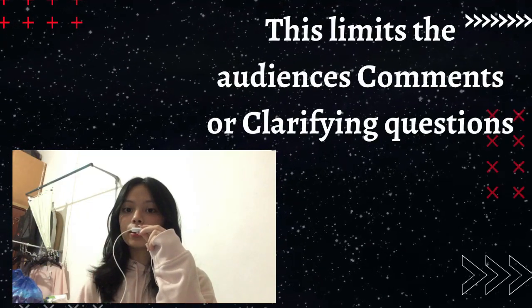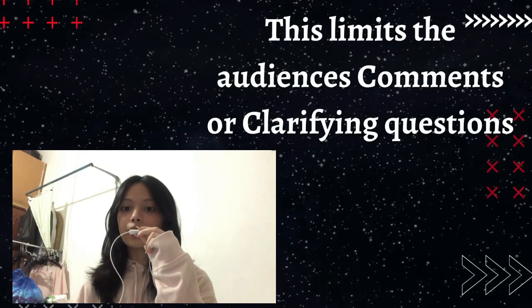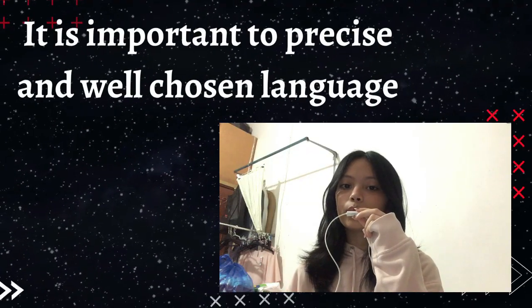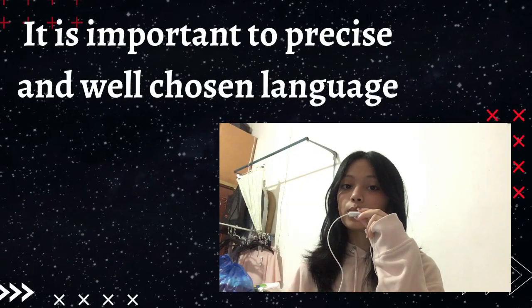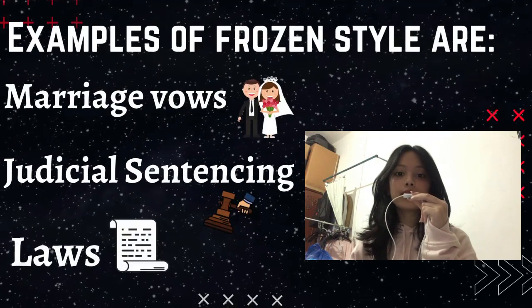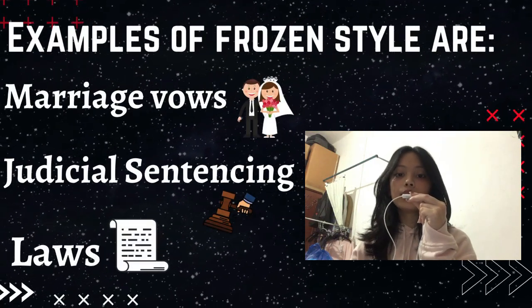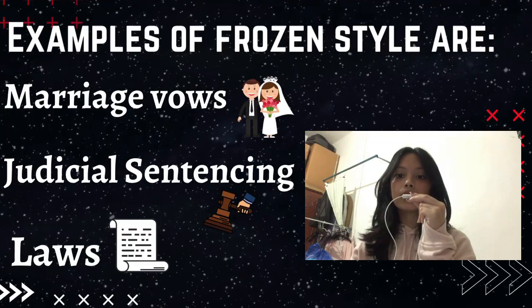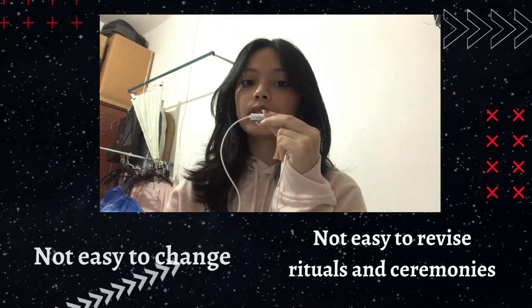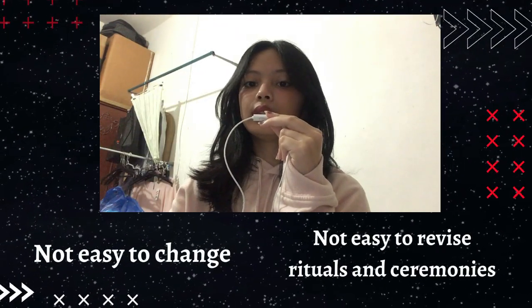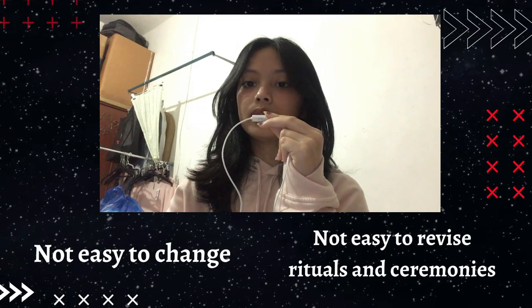This approach limits audience comments or clarifying questions, which is why it's important to utilize precise and well-chosen language. Examples of frozen style are marriage vow, judicial sentencing, laws, etc. If there are changes, just revisions, but it needs careful development of thoughts and other technical writing considerations. Let's say when you need to revise the Lord's Prayer, it is not easy to change. It is not easy to revise rituals and ceremonies.